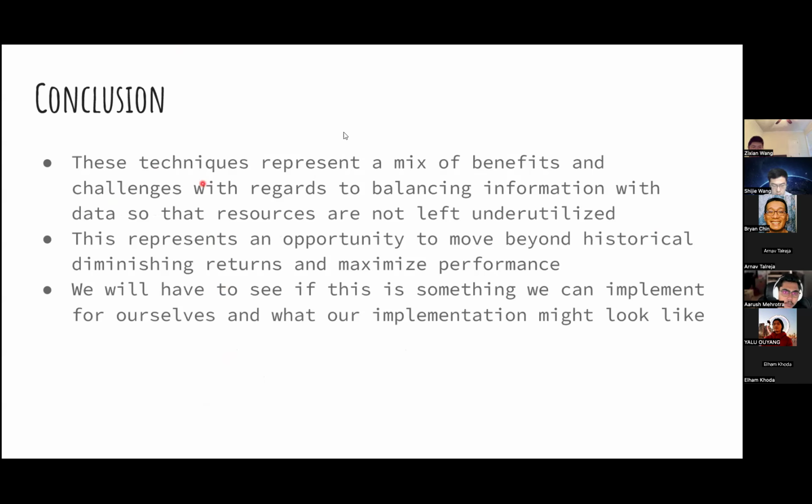And so in conclusion, the techniques here represent a mix of benefits and challenges for us. As mentioned, with regards to balancing communication or information with data, the key goal is to make sure our resources are not left underutilized, which is bad for performance, it's bad for the environment, and so on.